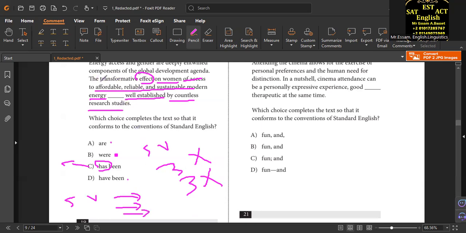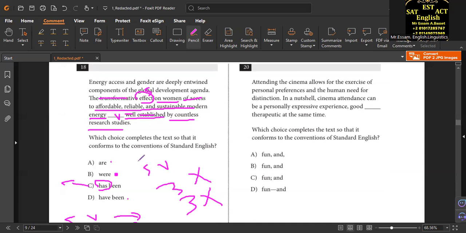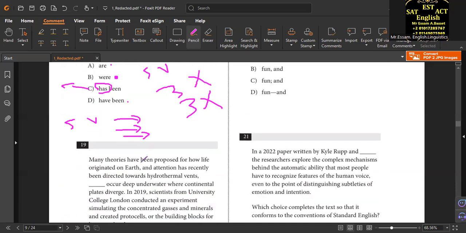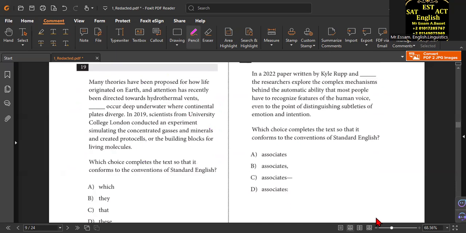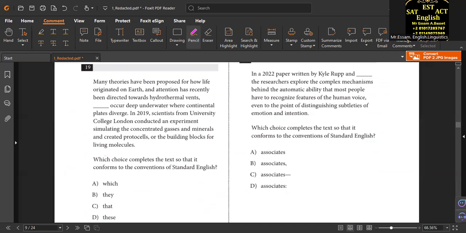You will find the transformative effect well established. Your subject must be a noun, so it's not this. It's not an adverb. It's not a verb. So it must be effect. Effect is the subject, and here's the verb. Effect is singular, so you need a singular verb for agreement. That's all. Now, A. And it must be correct.